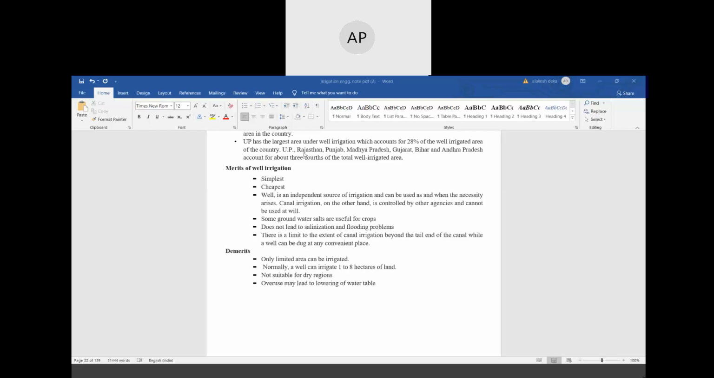There is a limit to the extent of canal irrigation beyond the tail end of the canal, while a well can be dug at any convenient place.